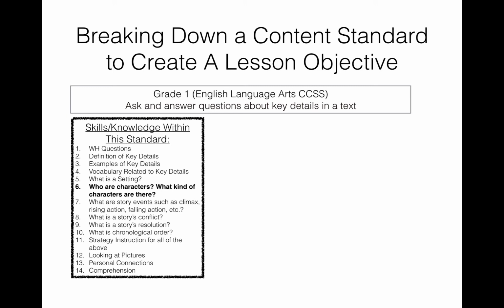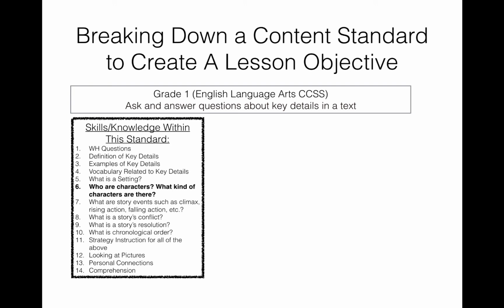Those are all strategies that need to be directly taught to the student. And moving on to number 12, it says looking at pictures. So using pictures, this is first grade, so they should be explicitly taught how to look at pictures to find clues about what's happening in the story. Teaching them to make personal connections to the characters, to what's happening in the story. And then I put comprehension because most of what the first 13 are about is teaching comprehension skills.